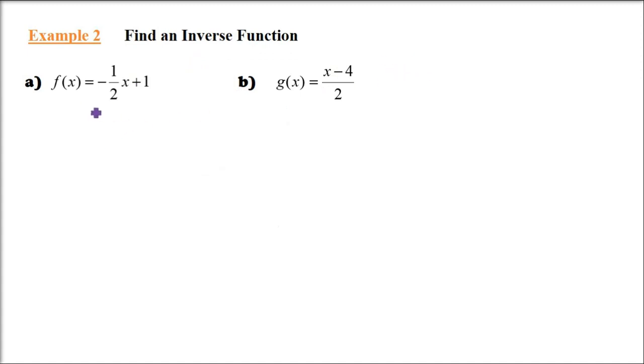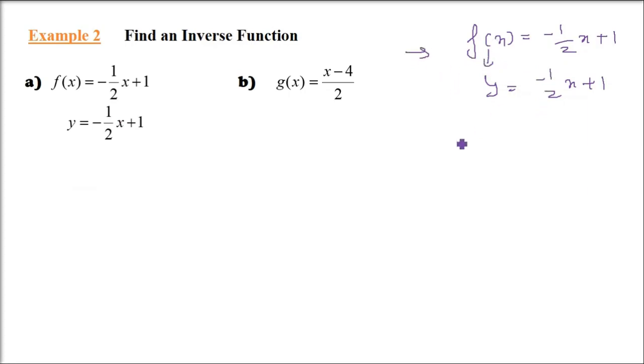How to find an inverse function? So this function f(x) is equal to negative half x plus 1. What is the first step? We replace f(x) with y. So I am writing y for f(x). y equals minus half x plus 1. Now change the position of x and y. Make x as y, y as x. First step was we wrote y for f(x). Second step is x should be replaced by y, y should be replaced by x. So this is our second step. Now third step is solve for y, and that y will be our inverse.